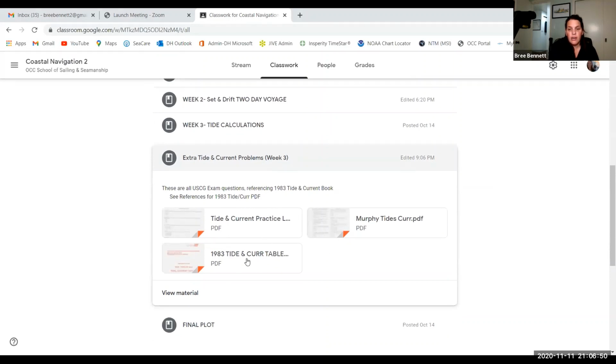So these are those Coast Guard questions. So just a ton of tide and current calculation problems, but they are not referencing the 2019 West Coast tide table. They're referencing the 1983 East Coast tide table book. So there is the PDF if you want to do more practice tide and current questions. We're going to go over currents shortly here. But to do more calculations, you guys can look at those.